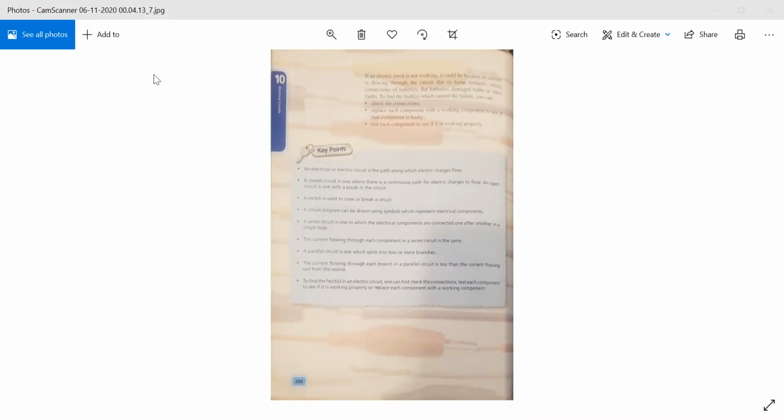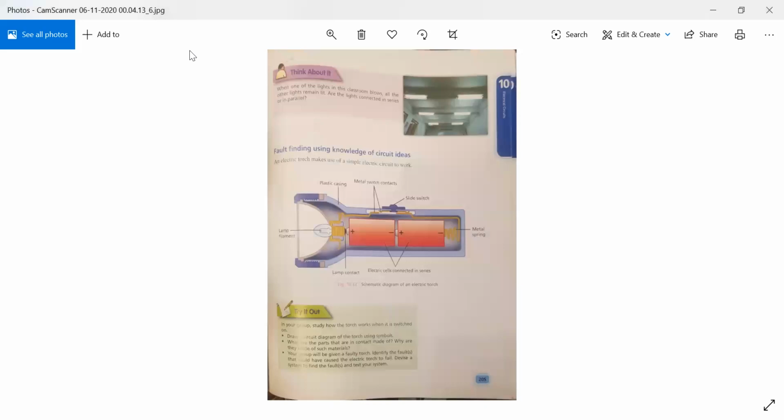You can replace each component with a working component to see if that component is faulty. For example, check whether the positive connection is connected with the negative, and the negative connection with the positive or not. And you should test each component to see if it is working properly. It means we should first of all check the switch as well. Is it working properly? We should check the metal spring, as we read before. Is it working properly? We should check the switch, and the electric cells.